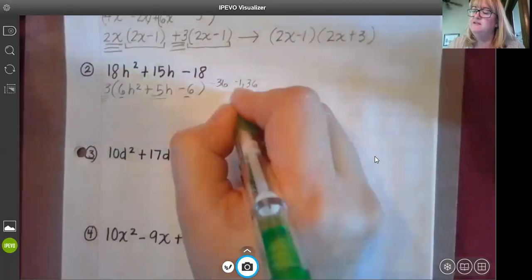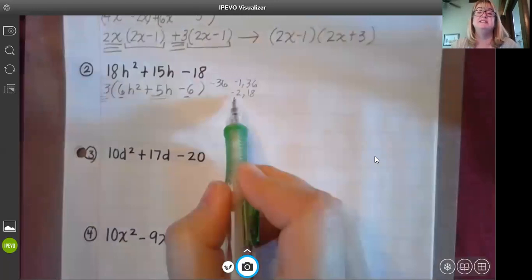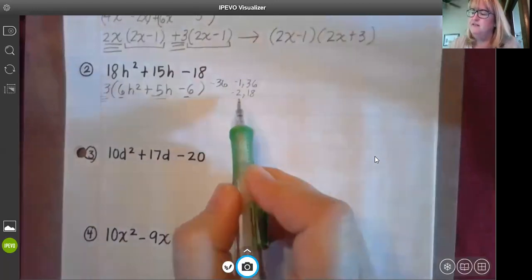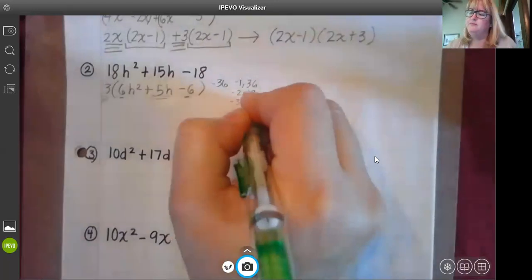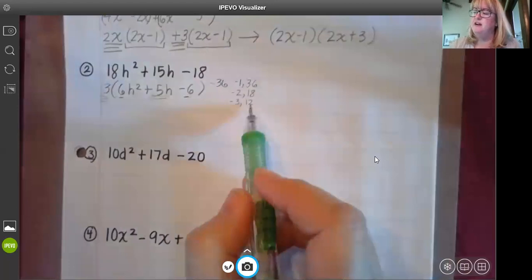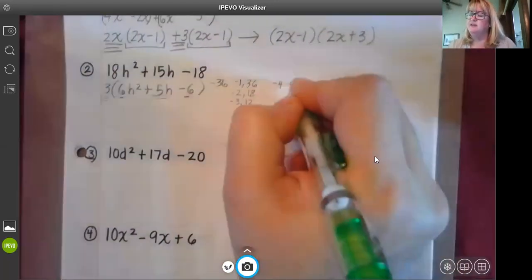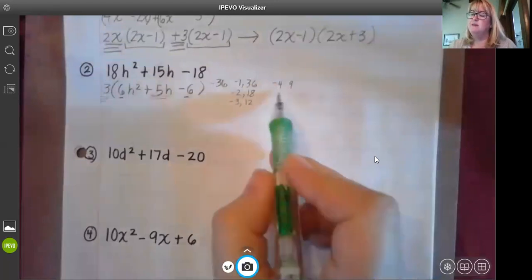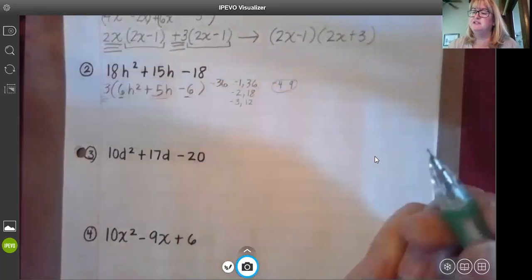We've got negative 2 and 18. If I combine those, that would be 16, which is not 5. Negative 3 and 12. If I combine those, I get 9, which is not 5. Negative 4 times 9 is negative 36. And when I combine those, I get a 5h. So there are my factors.